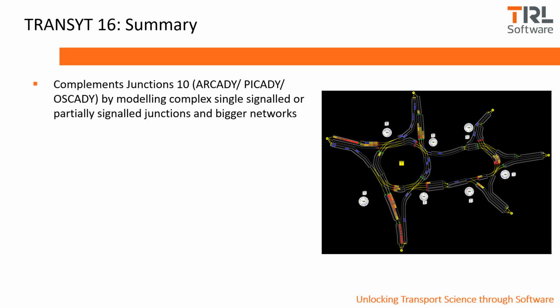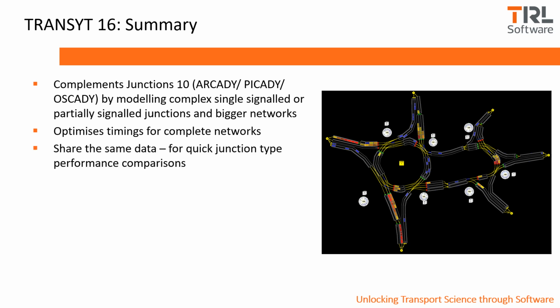Summary, last slide, you'd be glad to know. TRANSYT complements Junctions 9 by modelling more complex single-signalled, partially signalled or fully signalled junctions and far bigger networks. It optimises timings for these complete networks. You can share the same data across multiple junction types, so you can model, say, a fully signalled roundabout versus a partially signalled one, and get the results for both of these within the one file, which makes it really easy to work out what the best option is.